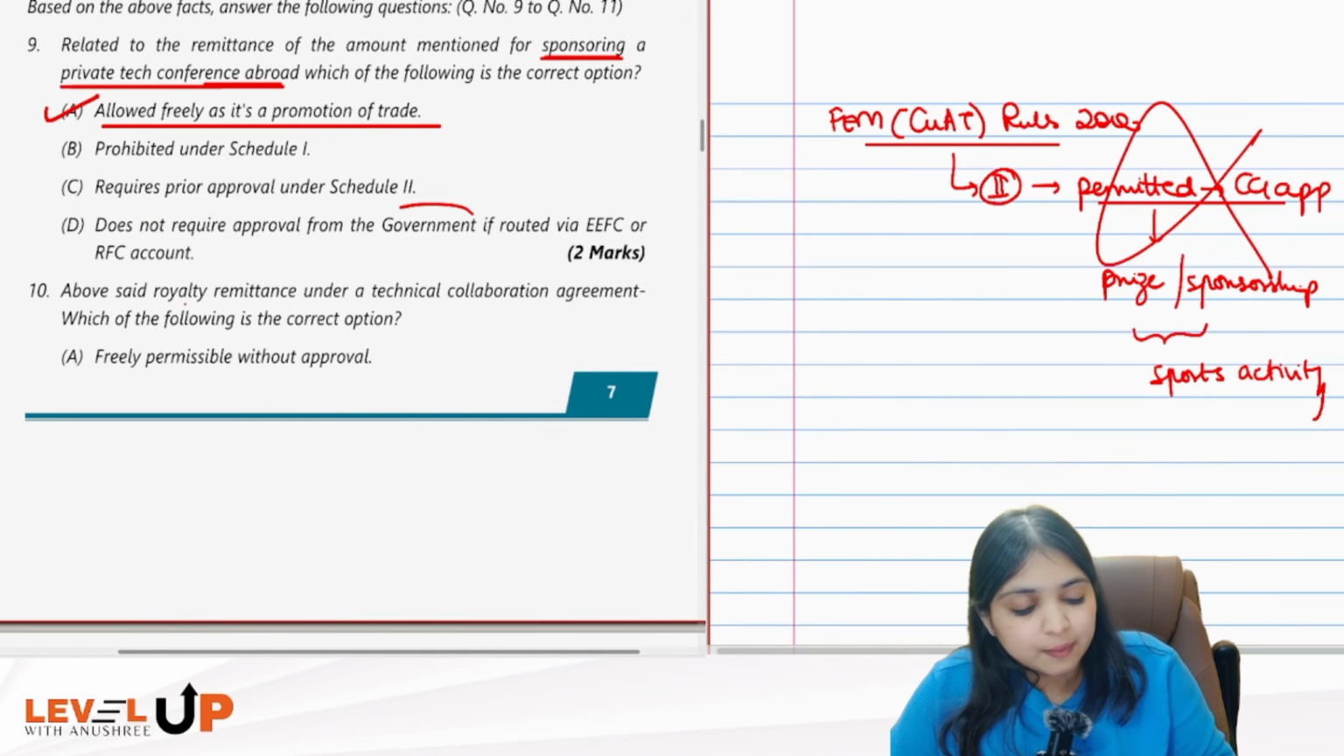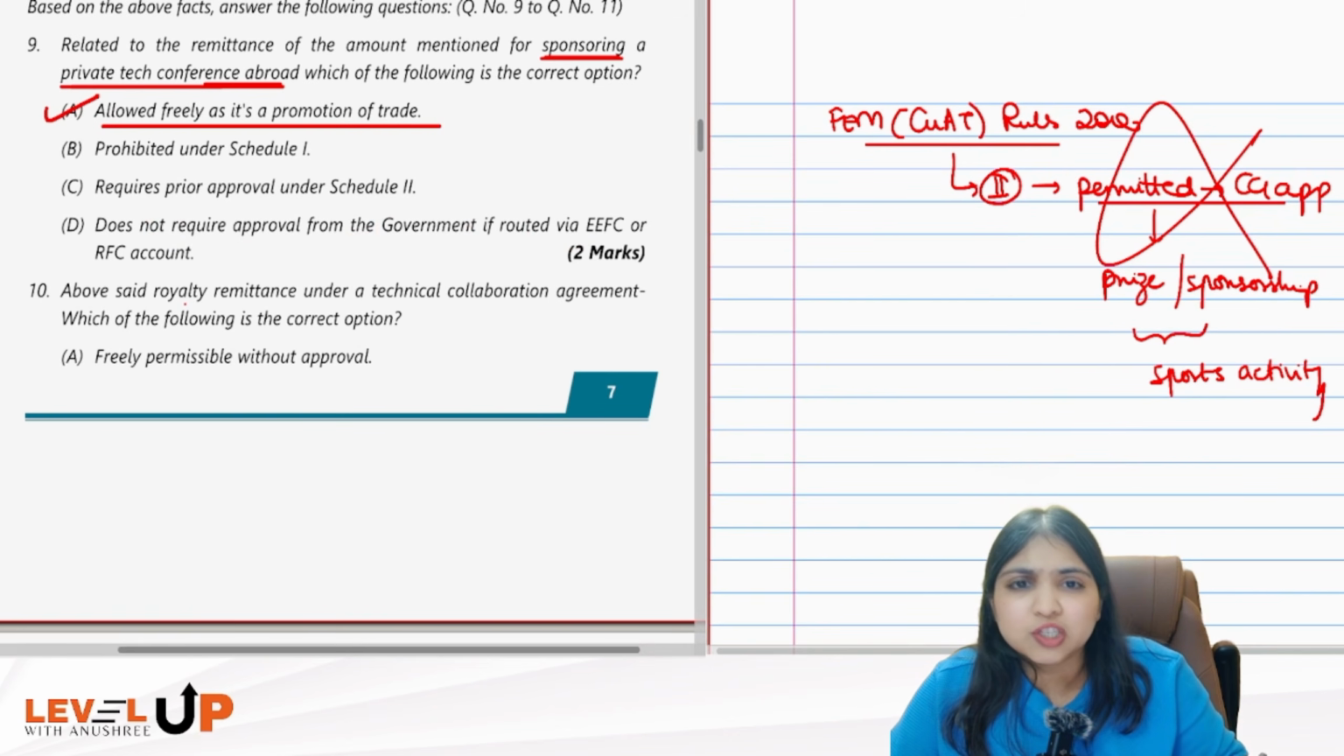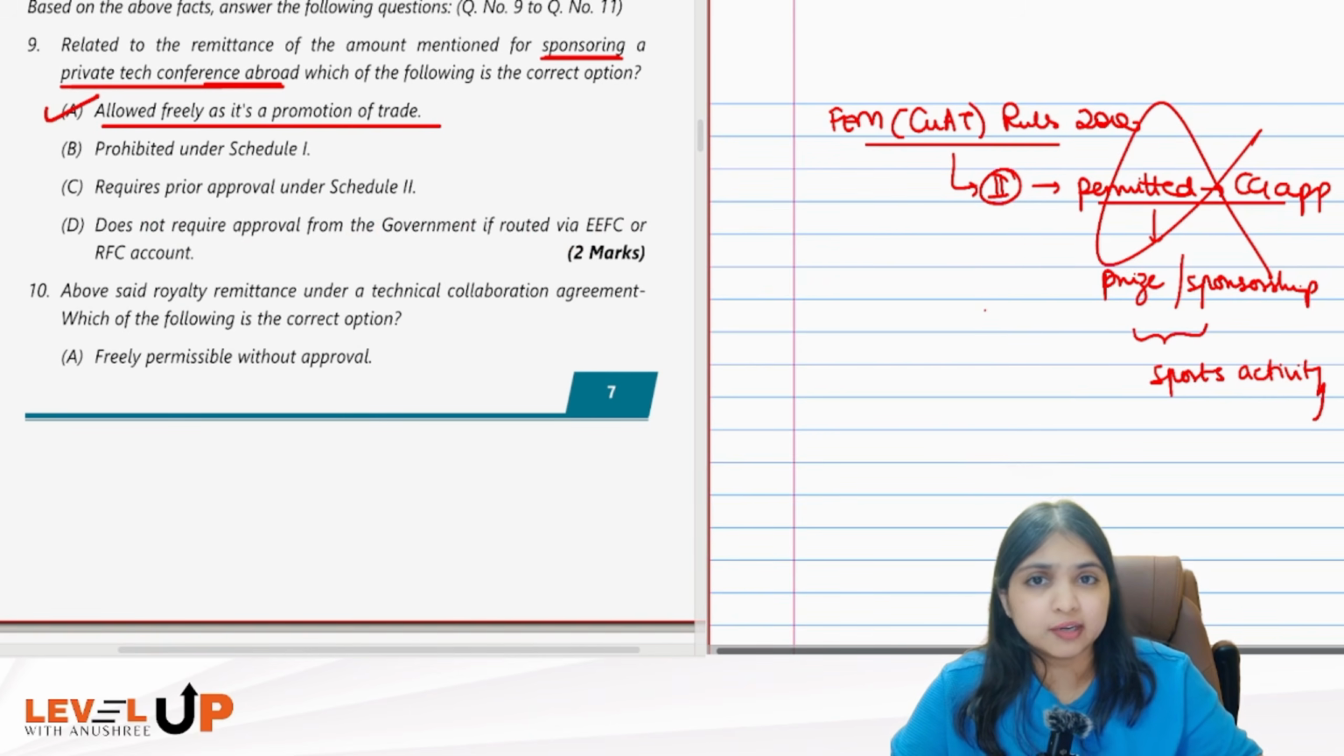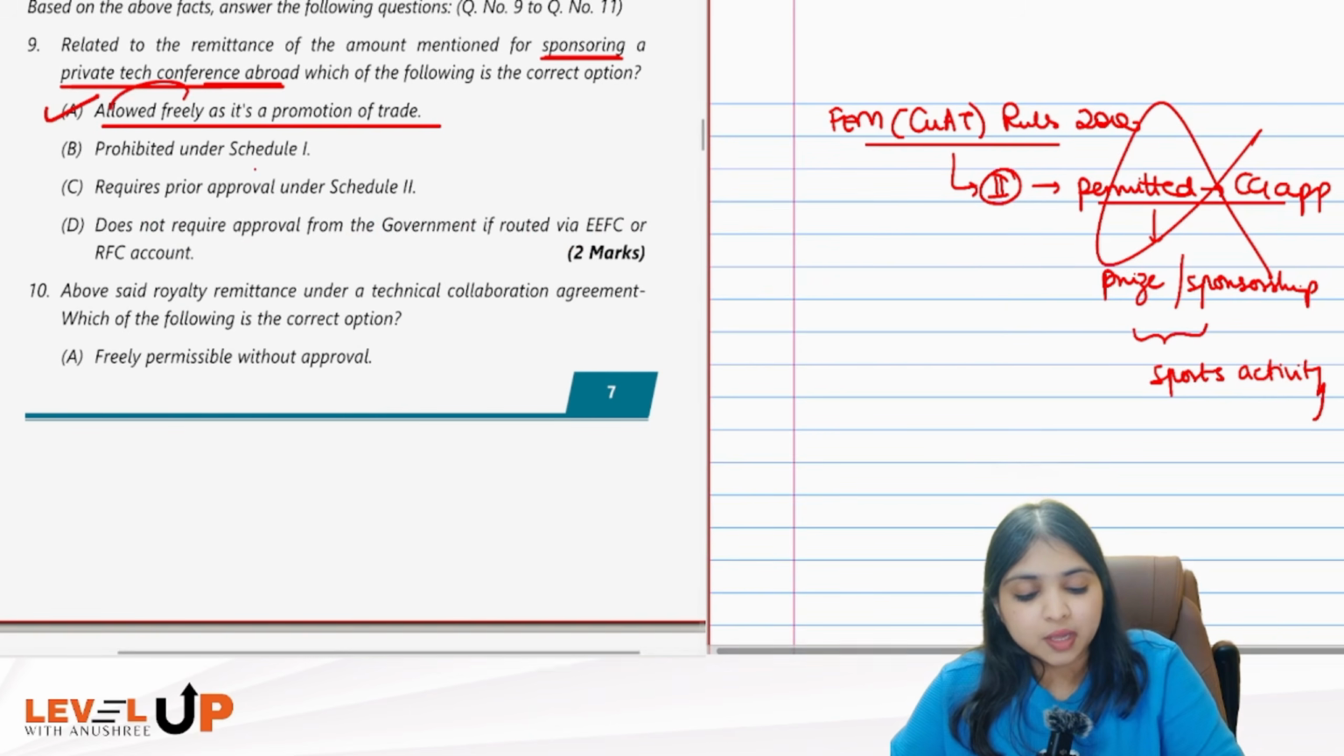Then, does not require approval from government if routed via EEFC or RFC account. This will come into the picture only if, first of all, it fits under Schedule 2. It doesn't even fit under Schedule 2 because it is not relating to sports activity. So option A, allowed freely.